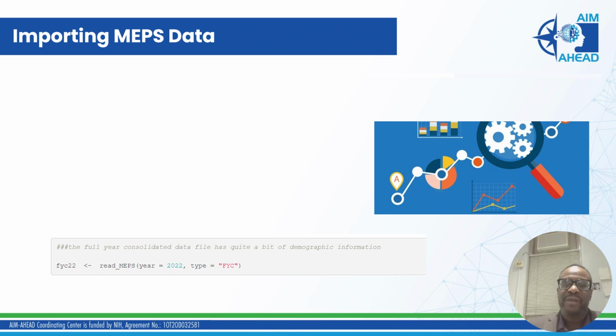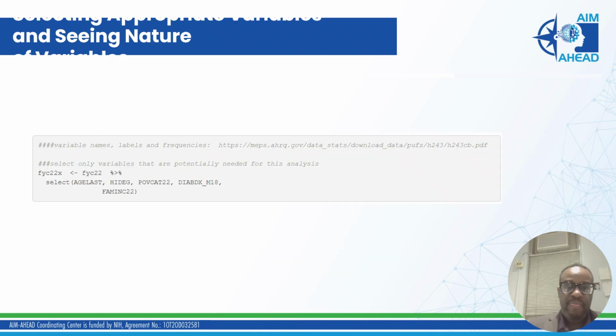So here we show how to import the MEPS data using the read MEPS command. This is a very convenient command which we can utilize to import MEPS data from various years. Because there are so many different variables within the data set, in fact over 1,400, we only want to select certain variables that will be included within our current analysis. This is easily facilitated with the select command. For your convenience, we have included a link whereby you can access the code book for MEPS for this particular year of 2022.